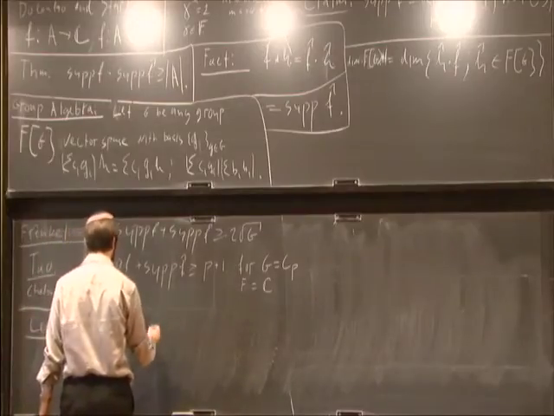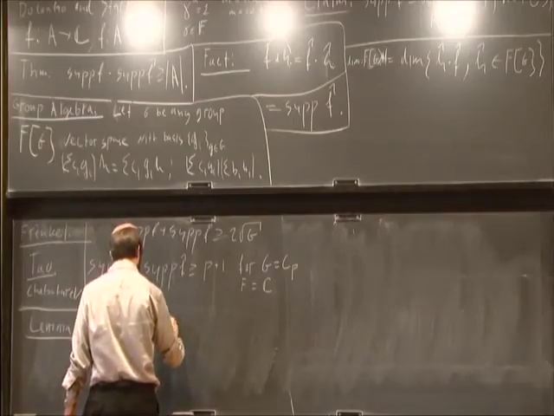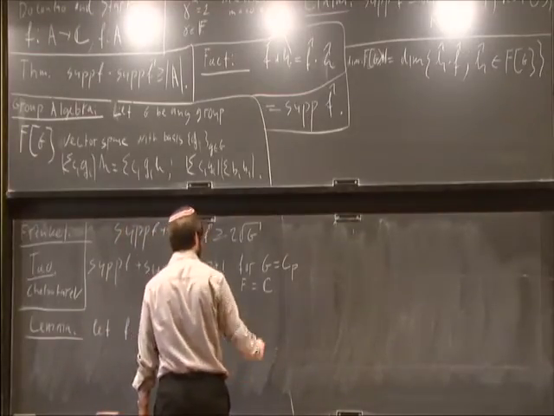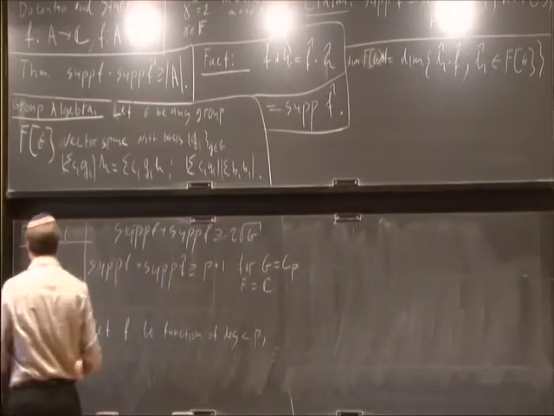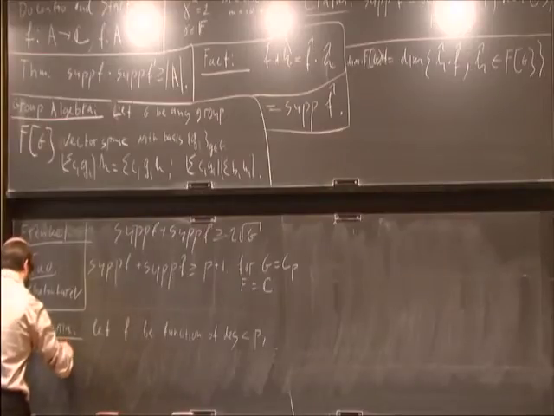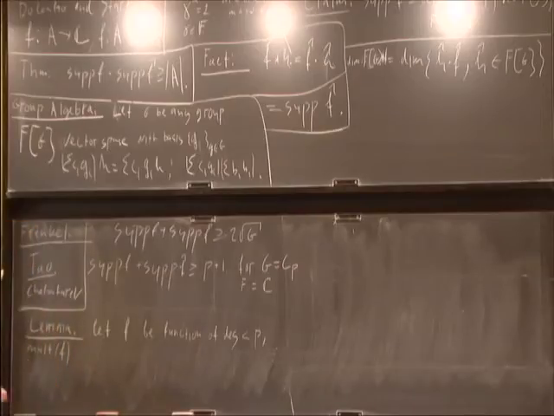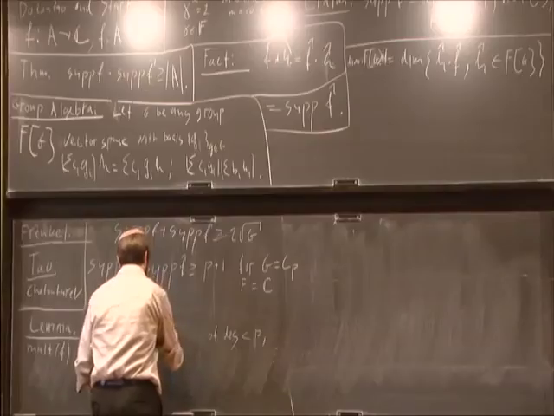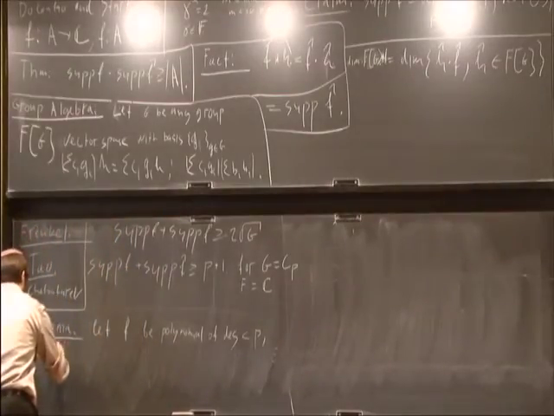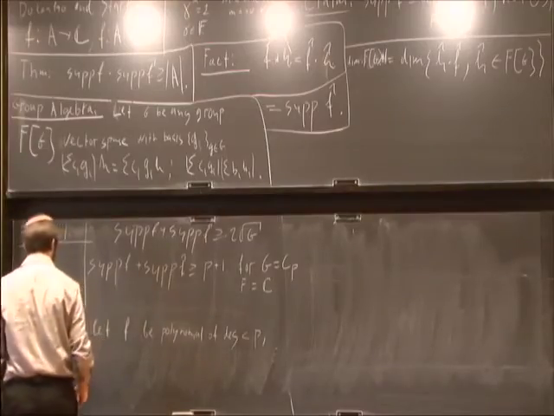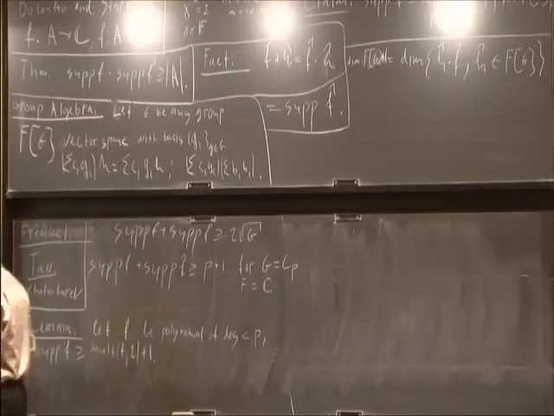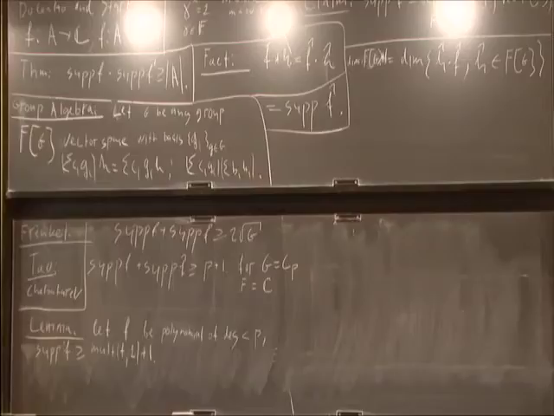Let f be a function of degree less than p. In this case, the multiplicity... Let f be a polynomial. In this case, the support of function f is greater or equal than the multiplicity of f at 1. It's a complex polynomial, any polynomial.